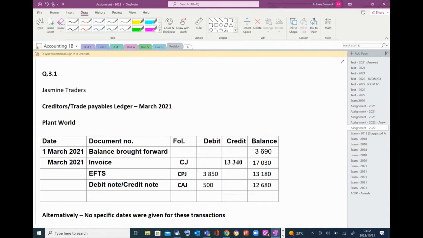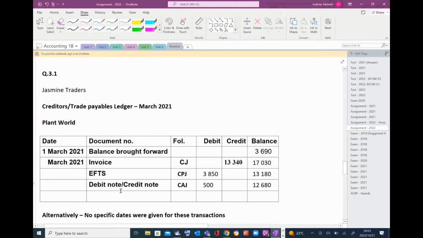We now know, okay, cool. We made credit purchases, according to that summary of information. And then we know that would obviously yield an invoice. That would then mean it's coming from the creditors journal, 13,340. Then we obviously change our balance. Then we know we also made a payment. You see, we didn't get any dates, so even if you didn't have this in the exact same order, it's perfectly fine. So EFTs, we're making payments. So that's obviously CPJ and then 3,850. That's going to affect the end balance.